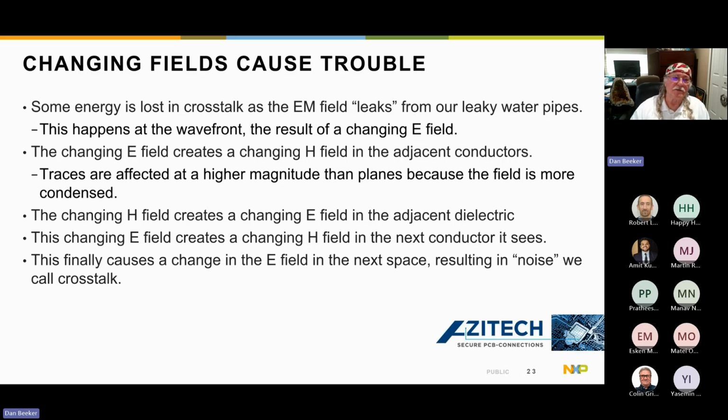And the progression is, an E field in a space not moving or changing, there's no resulting magnetic field. Once the E field sees a reason to move or change, meaning that there's been a space added, that moving E field at the wavefront will cause a changing H field, or magnetic field, around the conductor that it's being bounded by.